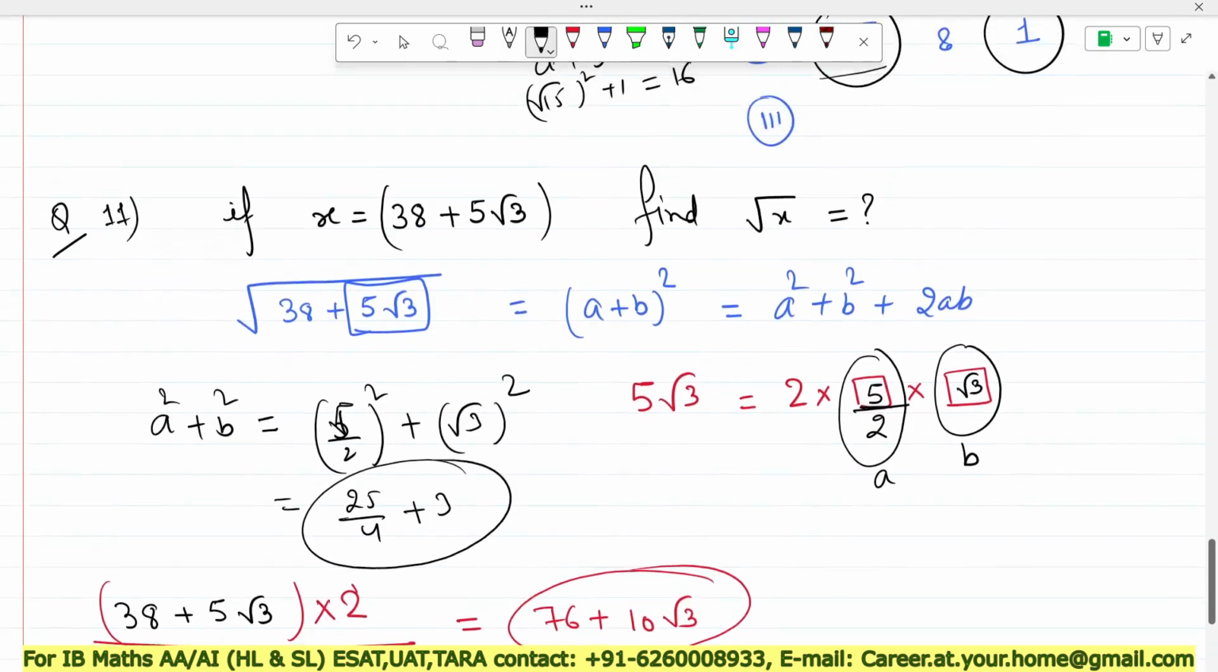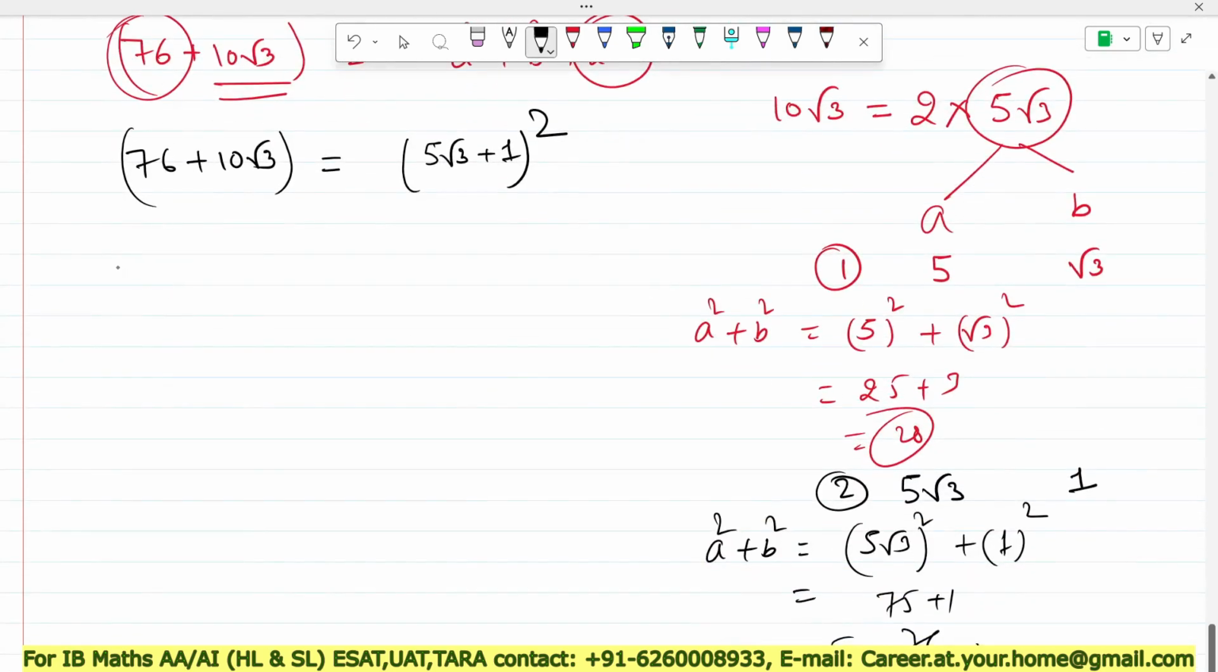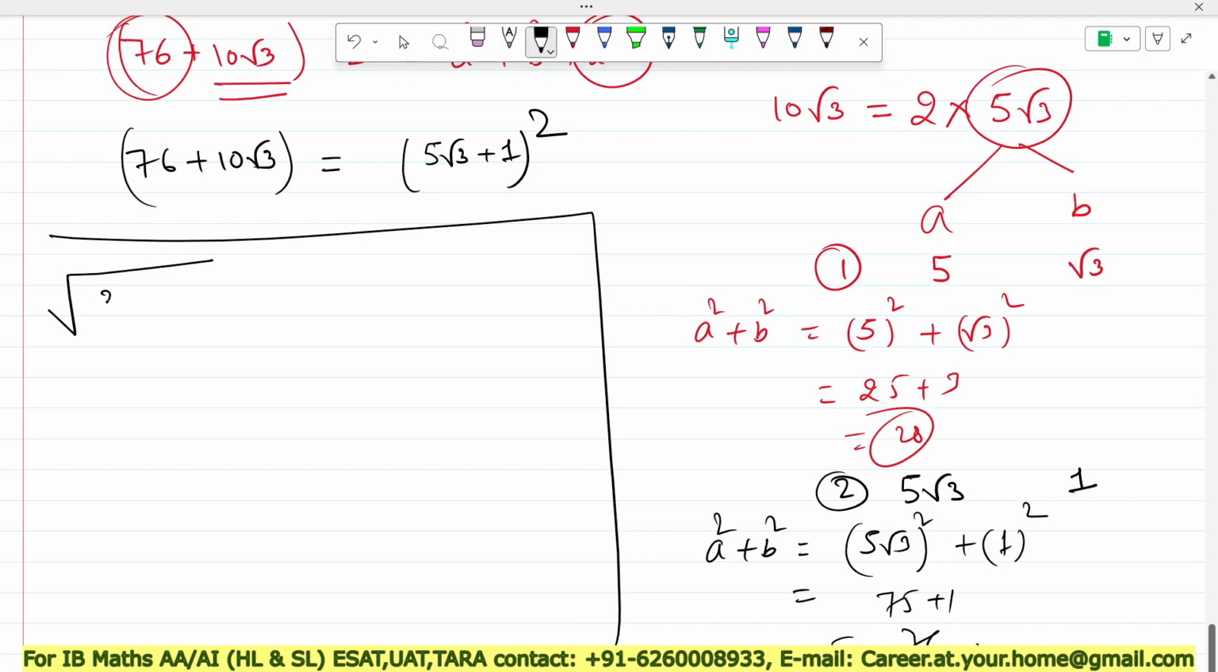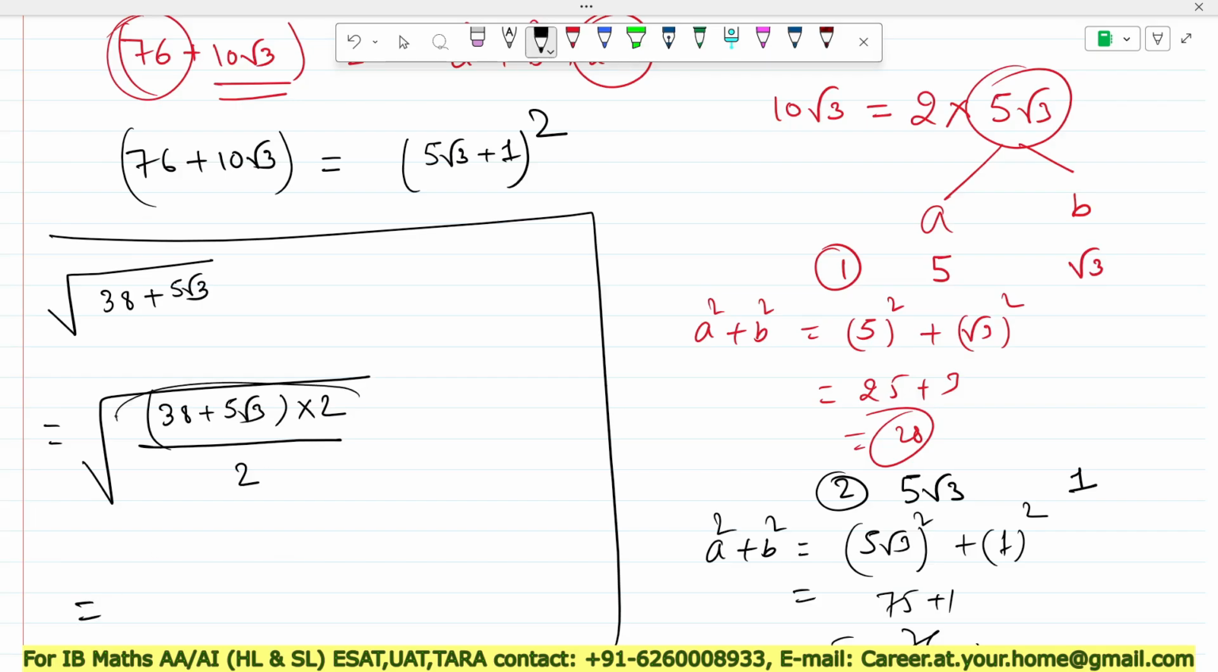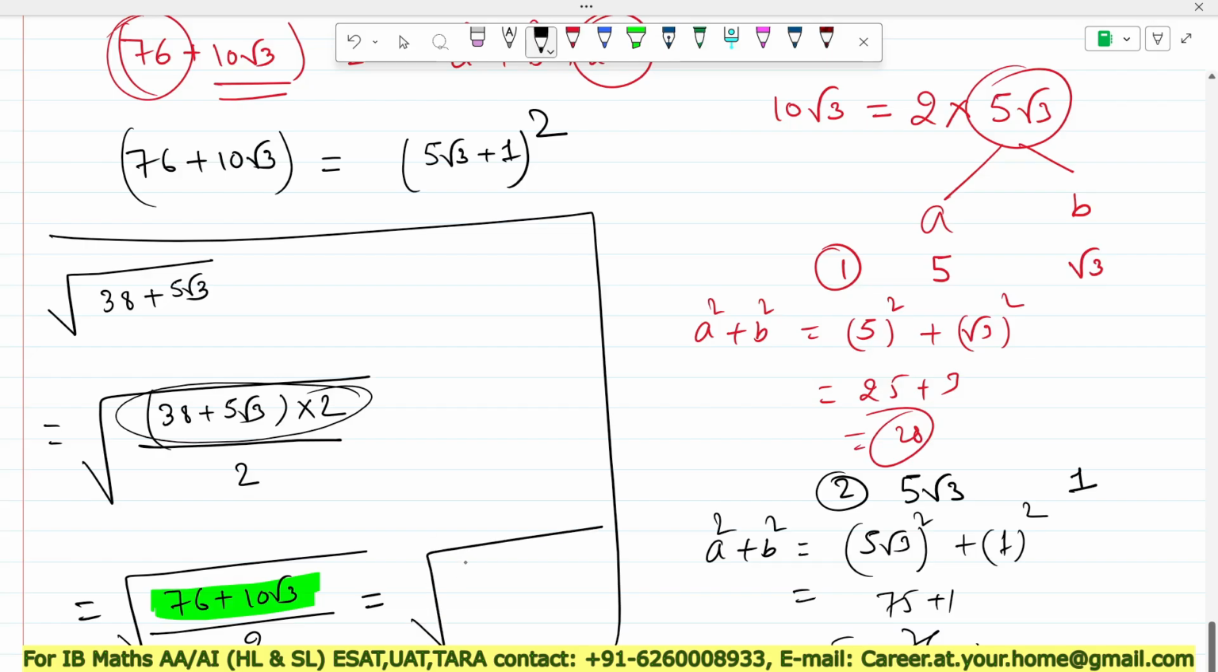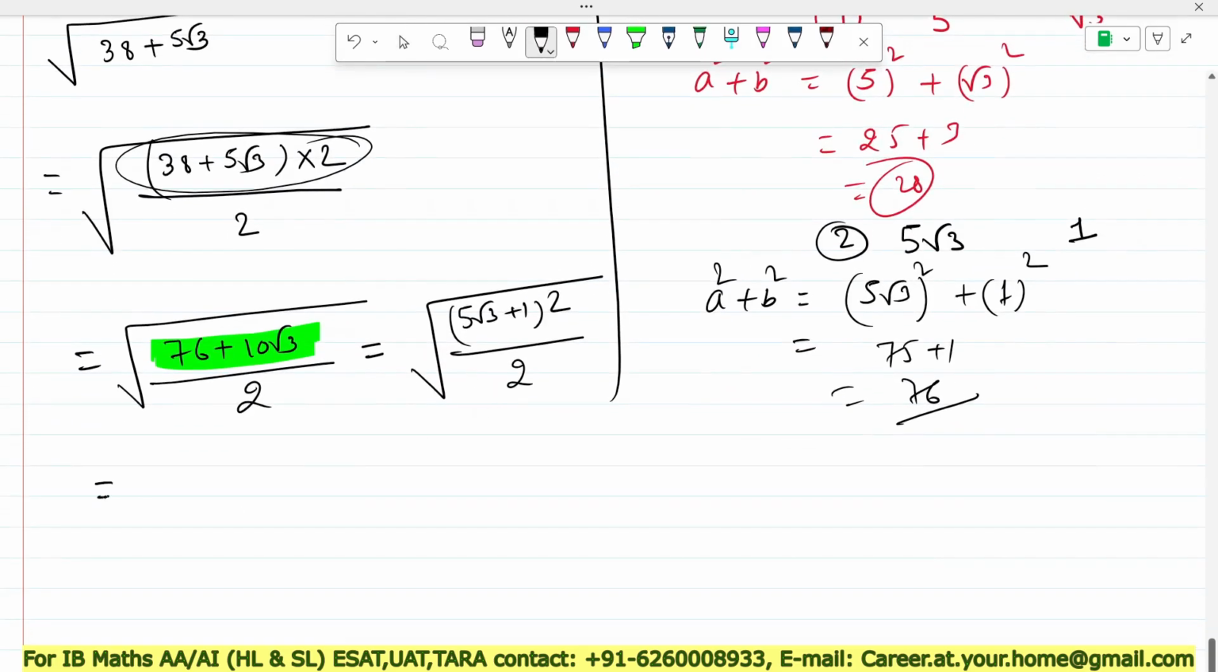Initially my question was to find the square root of 38 plus 5 root 3. What we have done is multiply and divide by 2. Then the numerator after multiplication became 76 plus 10 root 3 upon 2. Then we took the perfect square form of the numerator, (5 root 3 plus 1) whole square, and in the denominator you have 2. Now this denominator is a problem for me. If I write this also as a perfect square, then only I can come outside from the square root. So it's simple.